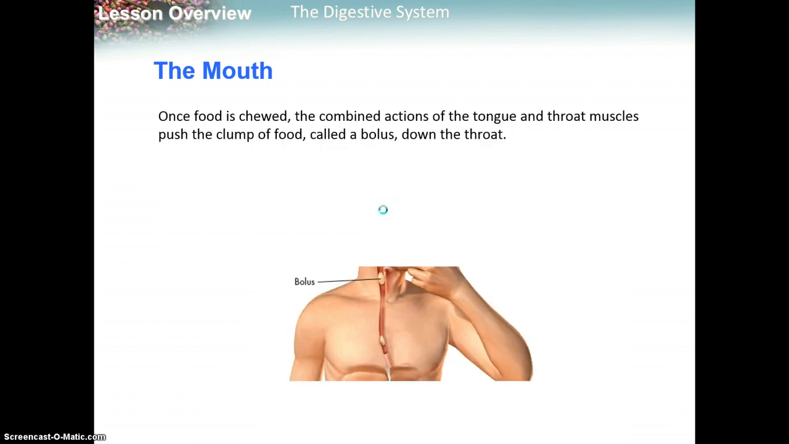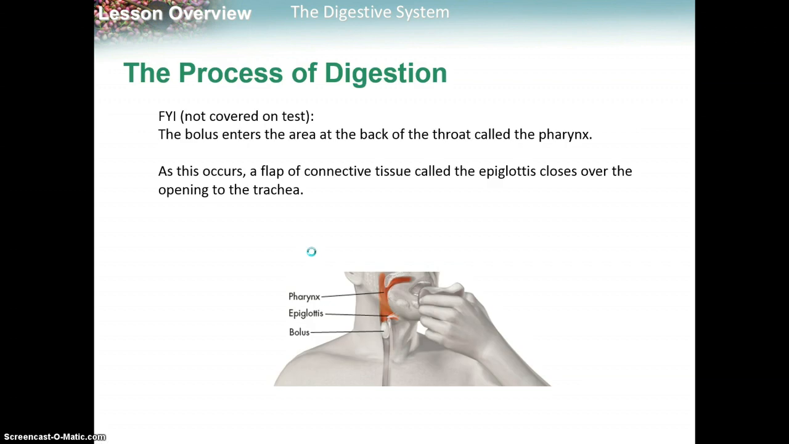Once you've chewed that food, it's that kind of gooey clump of food. We call it the bolus. So that'll start going down your esophagus or like your throat. So to kind of see more info, this stuff won't be on the test, but it's just kind of good to know how your body works.